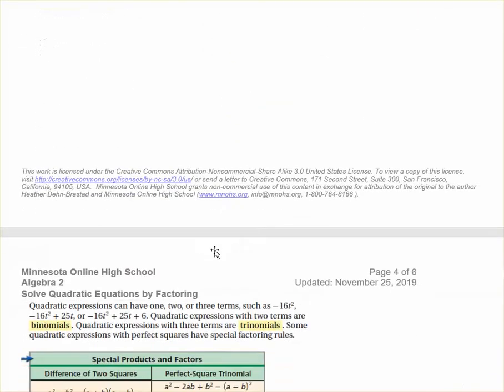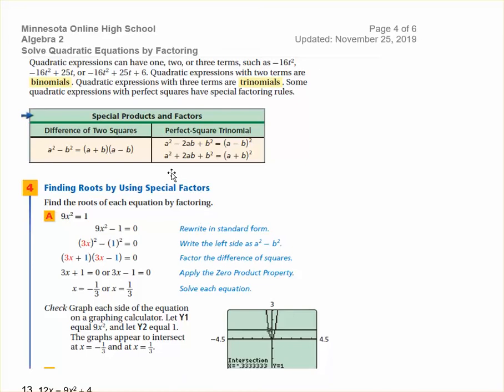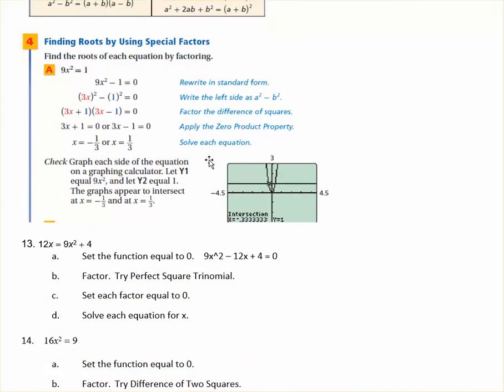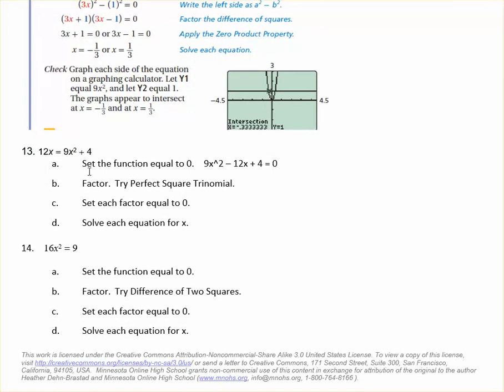On the next section, we are going to review the special products and factors. So difference of squares, we learned about this already. If you have a squared minus b squared, it can be factored as a plus b times a minus b. If it's a perfect square trinomial, you can factor it in this way. Now these are shortcuts. You don't have to use these special products and factors rules, formulas. If you can figure them out with other methods of factoring, that's fine too.